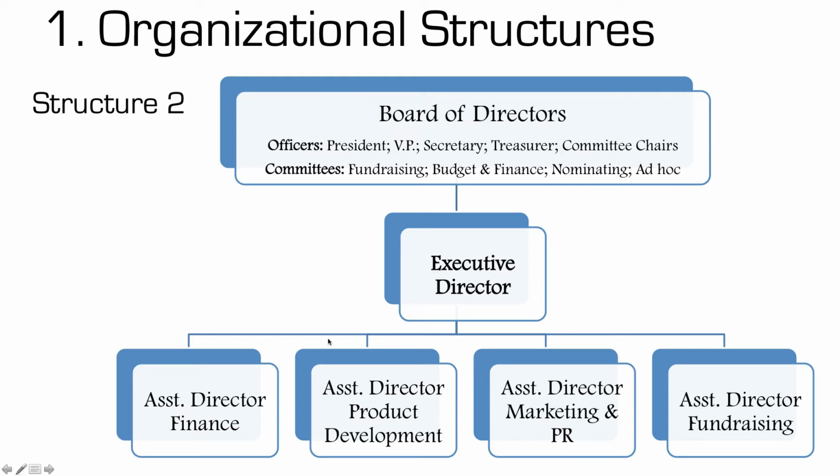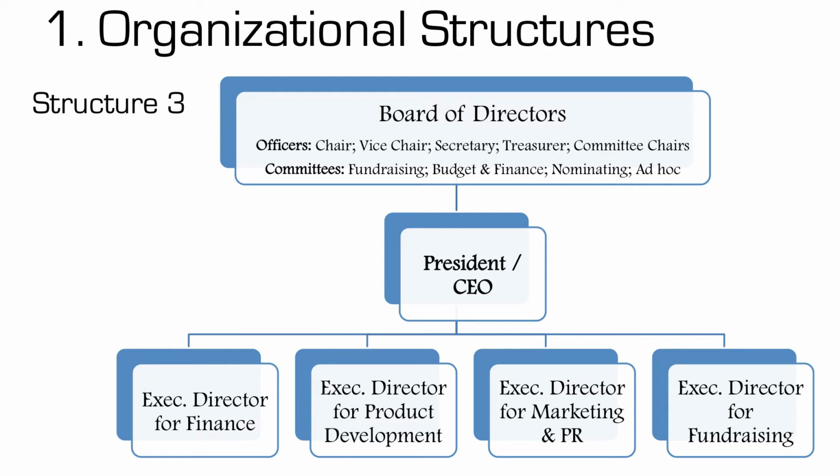Now, structure number 3 that you could use, but which I do not recommend. I recommend you using structure 1 or structure 2, but not structure 3. It's worth putting here. Structure 3 rather starts like structure 1. It shows board of directors, chair, vice chair, secretary, treasurer, committee chairs, then committees just the same as structure 1, president or CEO just as in structure 1. But then it also goes now, instead of vice president of this, vice president of that, it has executive director for finance, executive director for product development, executive director.